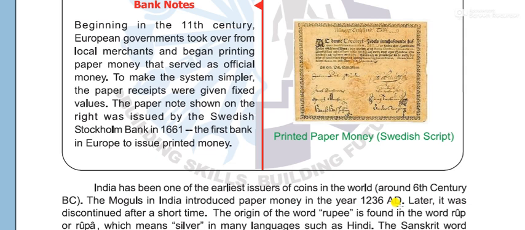So India has been one of the earliest issuers of coins in the world, around the 6th century. The Mughals in India introduced paper money in the year 1236 AD. Even in India also. It's a very long time. Later it was discontinued after a short time.